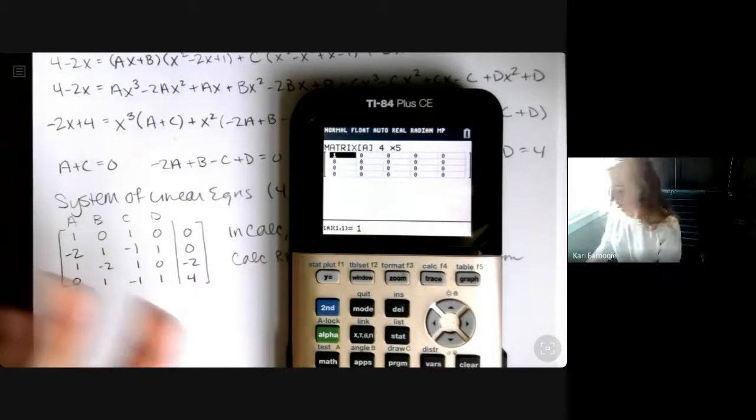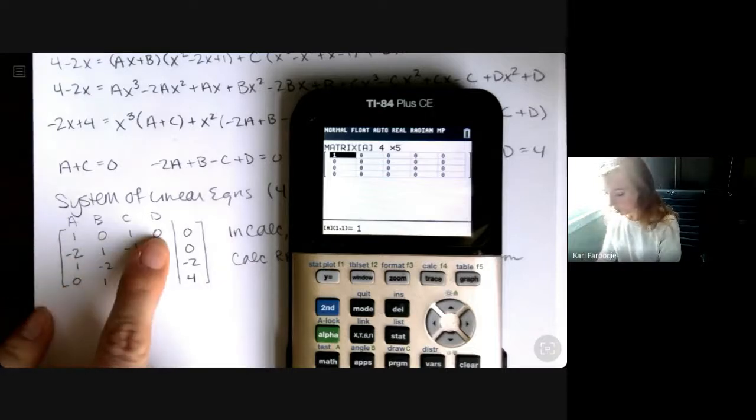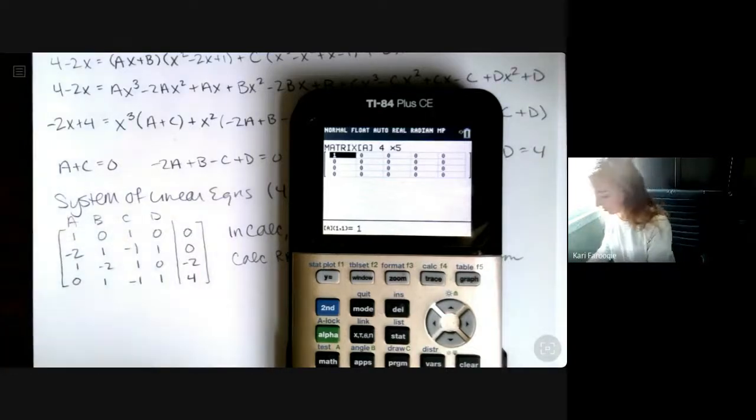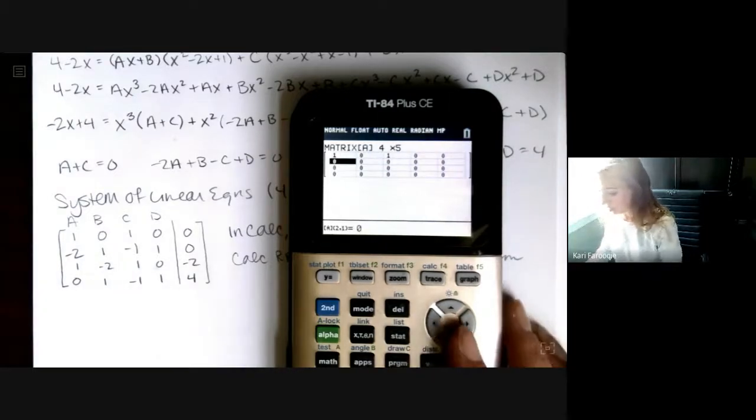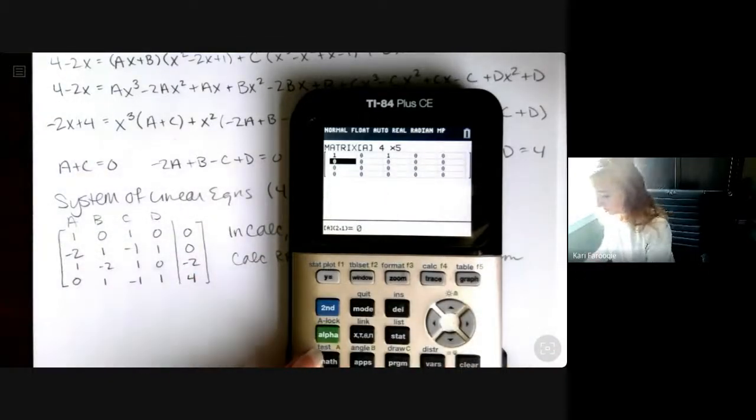Okay, so here we are. I'm going to enter all my coefficients, and the way your calculator is going to do this when you hit enter is it's just going to go left to right, and then it's going to go down to the next row, and it's going to go left to right again. So you're going to be really careful here. 1 0 1 0 0. So 1 0 is already there. 1 0 0, and you're just going to copy this down to match what's on your sheet. So -2 1 -1 1 0.